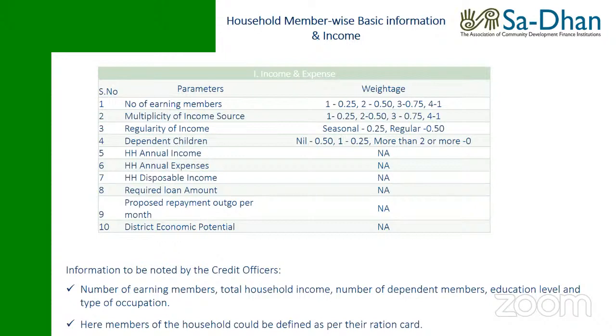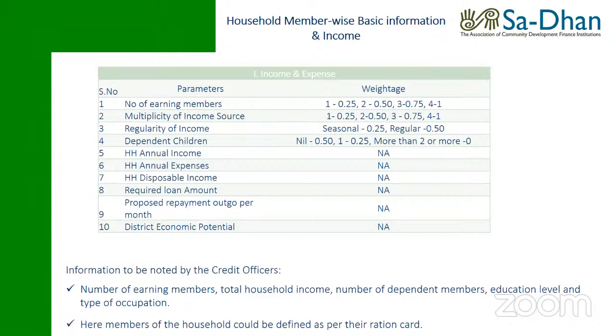We are looking at multiplicity of income sources. There may be two earning members, but they may have multiple income sources. That is something we're trying to capture, and we are giving weightage for that. Especially a household which has an agricultural income, which also has a migration income, which has livestock. Households which have multiple sources of income, we have seen they have been better off, especially when there are stress events, and the repayments have also been better. So that is one parameter we kept, and we have assigned weightages for that.